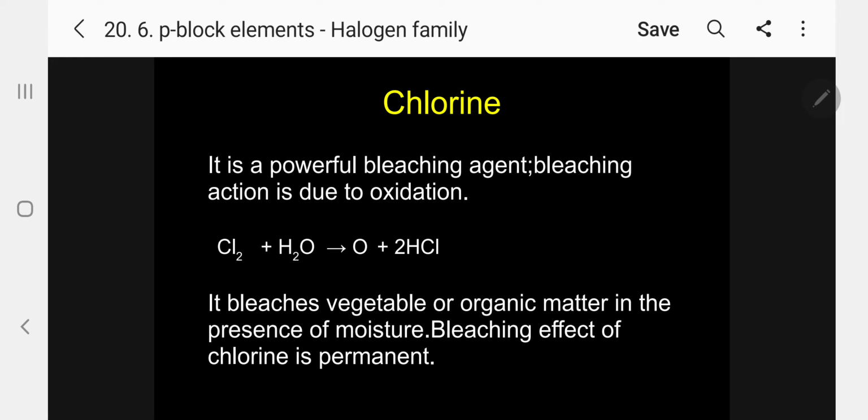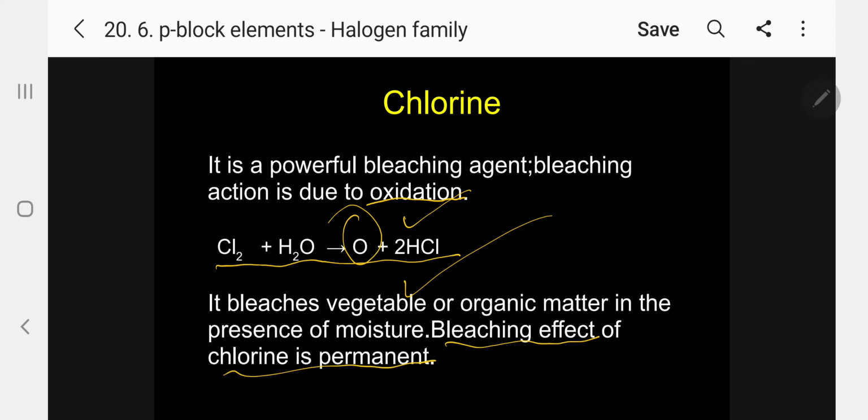The bleaching action is due to oxidation. That is, we know chlorine plus water gives HCl and atomic oxygen, nascent oxygen. It bleaches vegetable or organic matter in the presence of moisture. Bleaching effect of chlorine is permanent. Please follow.